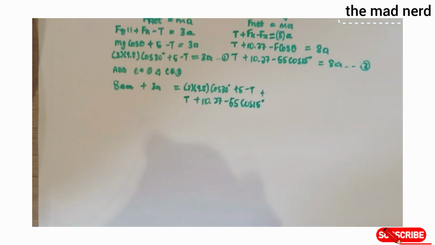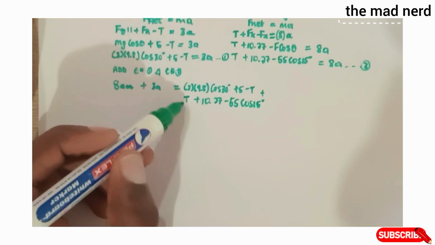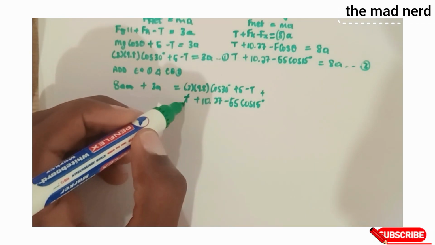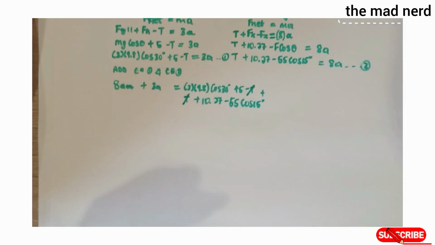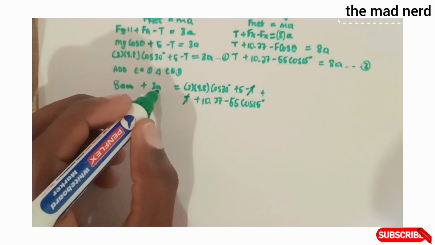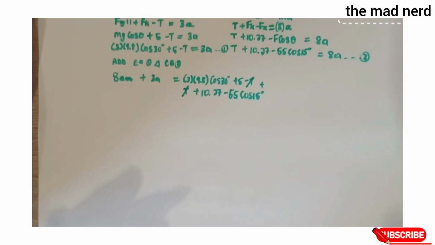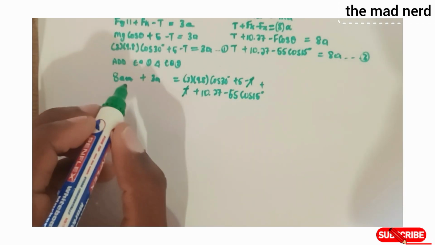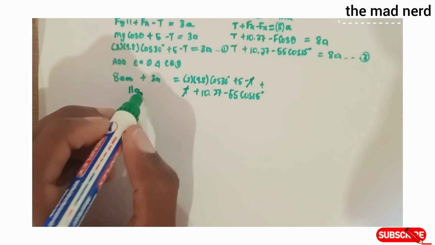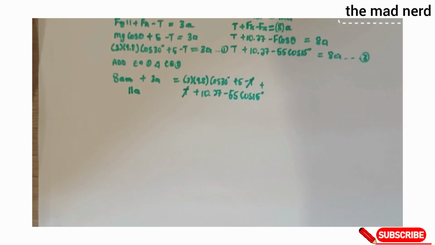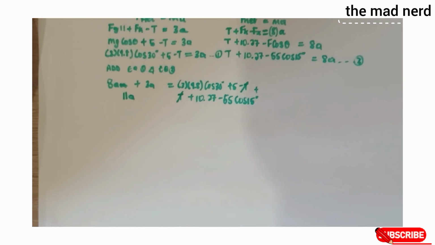And now what you can observe here is that this T has an additive inverse with this one, so we can cancel them out. Even though we want to find them, we can cancel them out, and what we are left with now is a, the acceleration of the system, and we can find that acceleration. What we have on this other side is 11a, and on this side, let's punch our calculator and see what we've got.